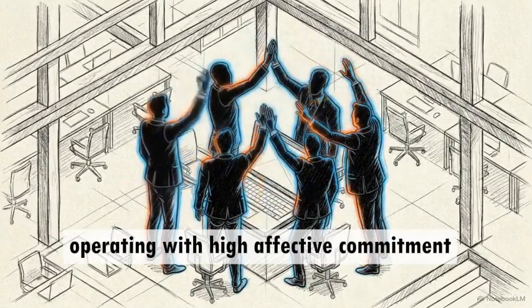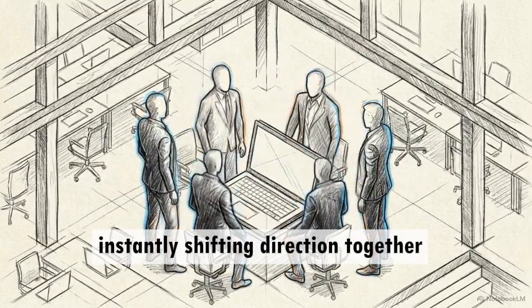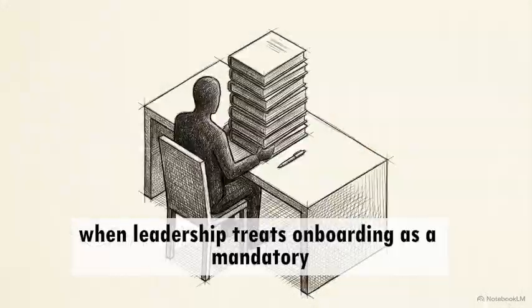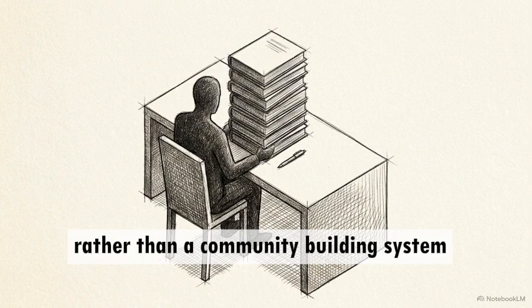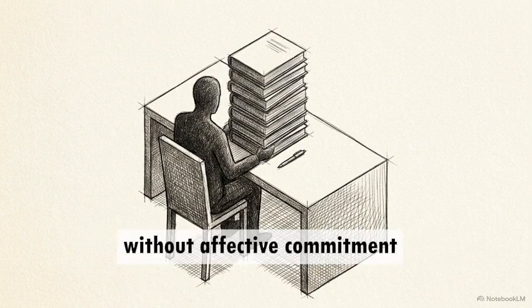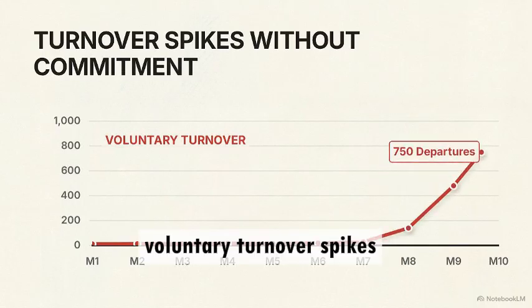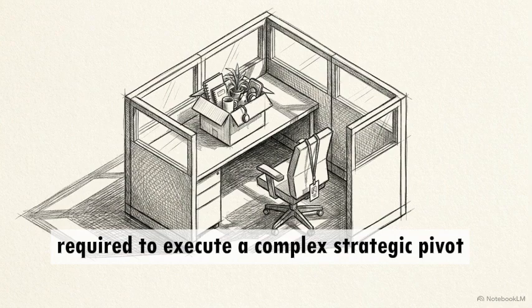Operating with high affective commitment, the workforce acts as a unified entity, instantly shifting direction together. When leadership treats onboarding as a mandatory HR checklist rather than a community-building system, they fail to develop this psychological bond. Without affective commitment, voluntary turnover spikes. This immediately strips the firm of the human agility required to execute a complex strategic pivot.